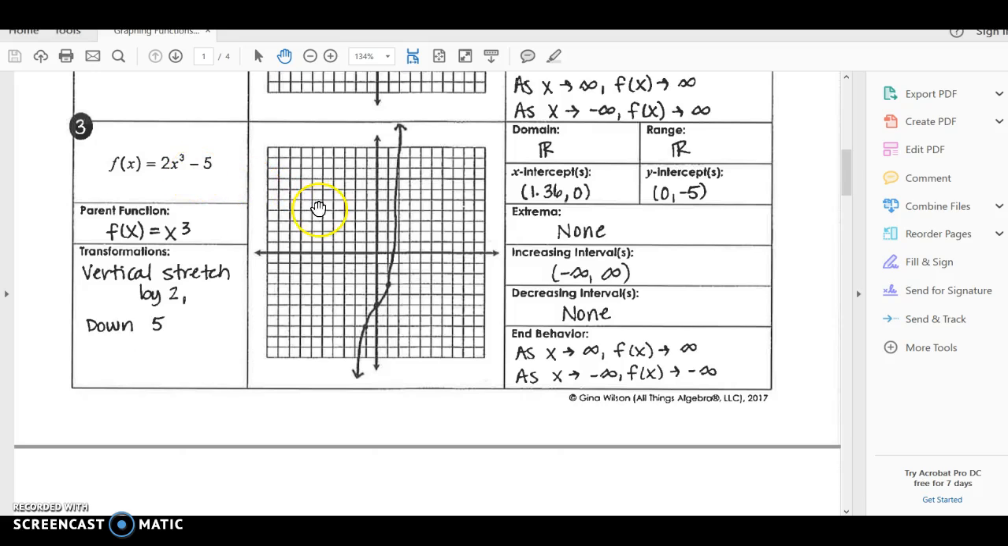And then -5 basically takes the point that did go through the origin and shifts it down 1, 2, 3, 4, 5. Okay, so a vertical stretch of 2 just kind of makes it stretch out towards the y-axis a little bit more and then shifted down.